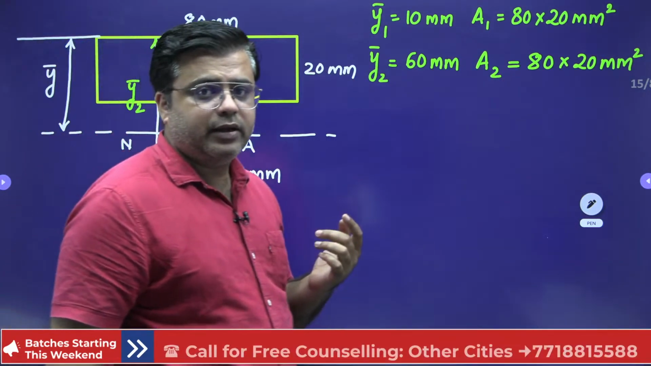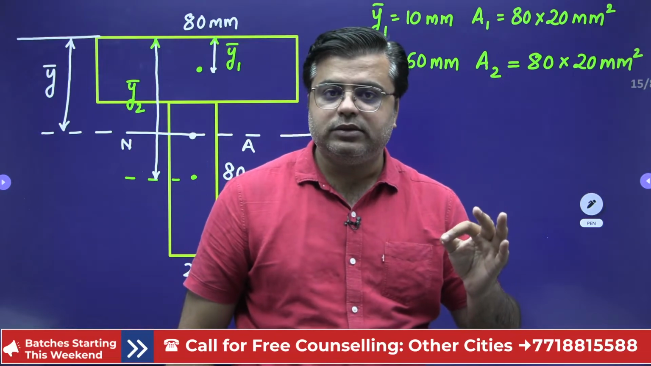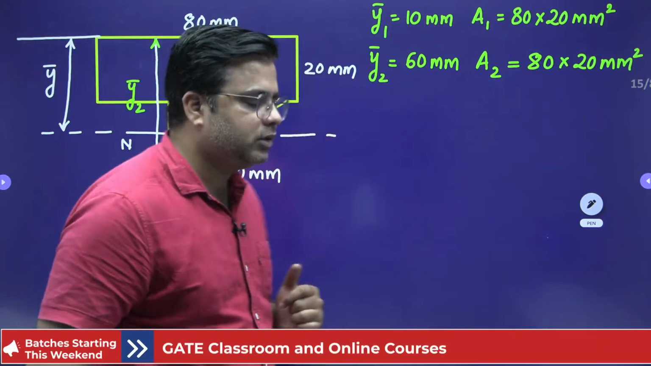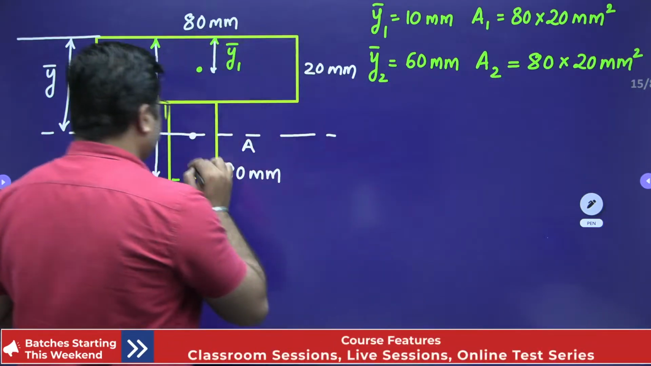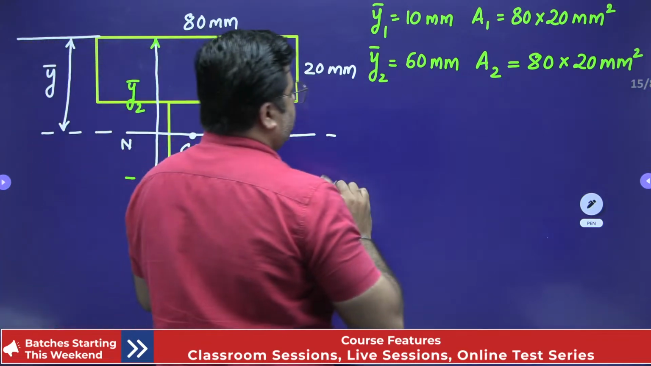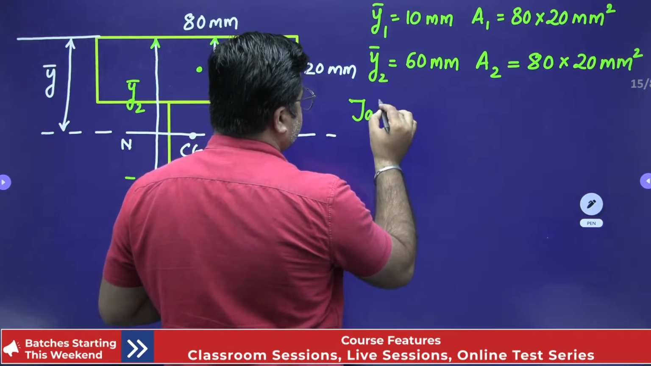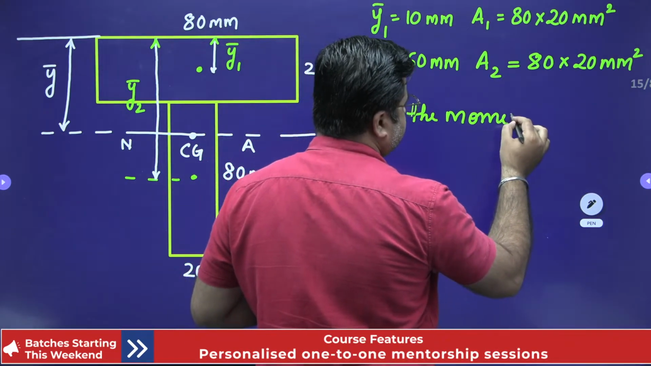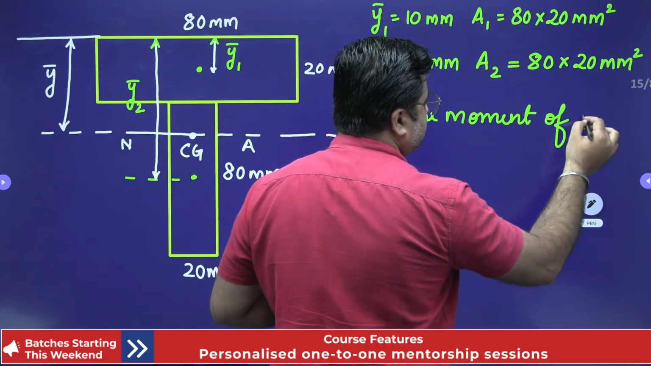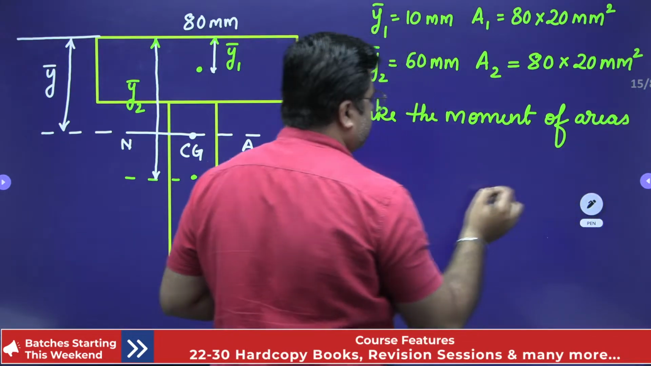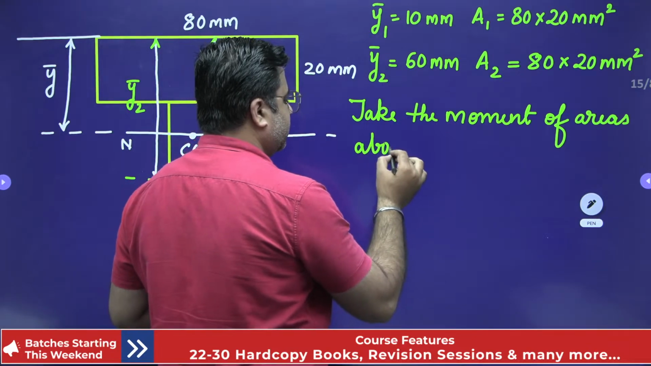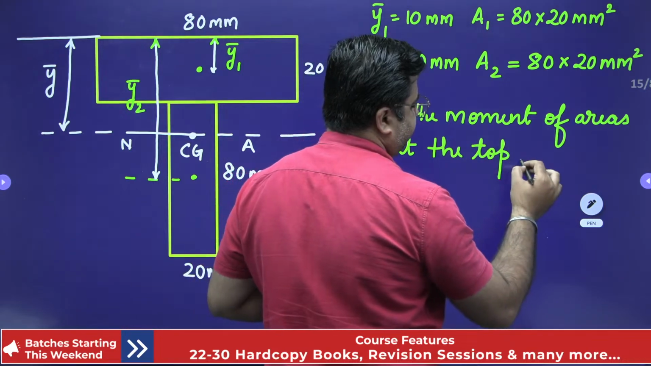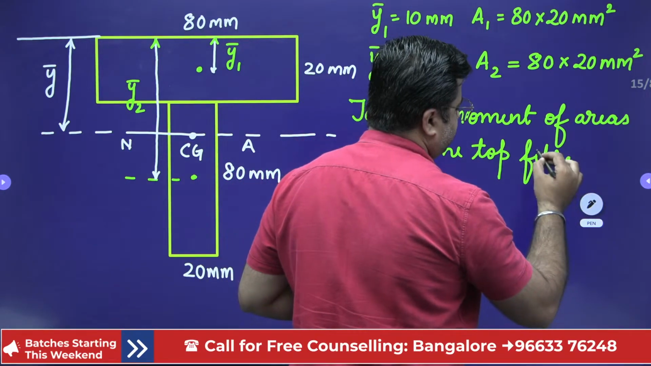Now what you have to take? You have to take the moment of all the areas, then equate it to the moment of the entire cross-sectional area about the CG. This is my CG. So take the moment of areas about the top fiber, right?